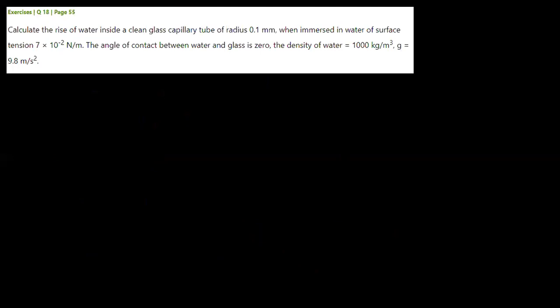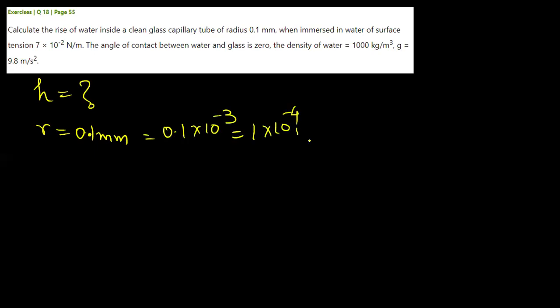Calculate the rise of water inside a clean glass capillary tube. The height is what you are supposed to find, with the radius given to you as 0.1 millimeter. Radius of the capillary tube is 0.1 into 10 raised to minus 3, or I can say 1 into 10 raised to minus 4 meter also.